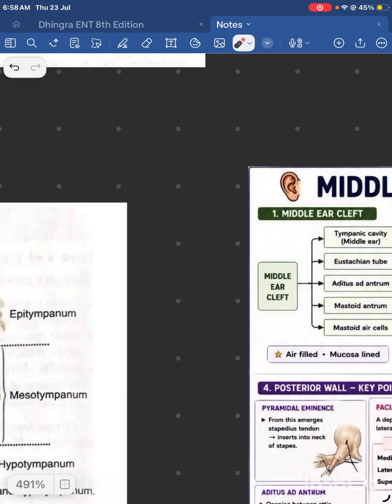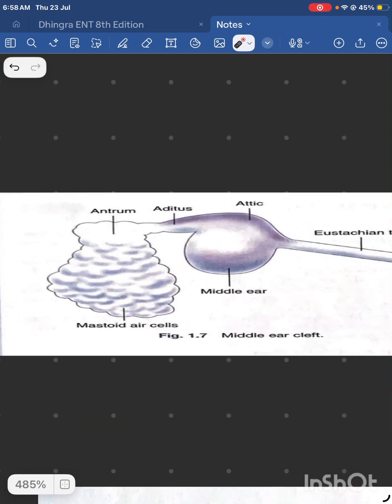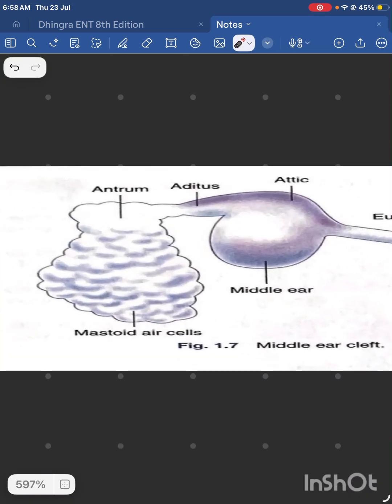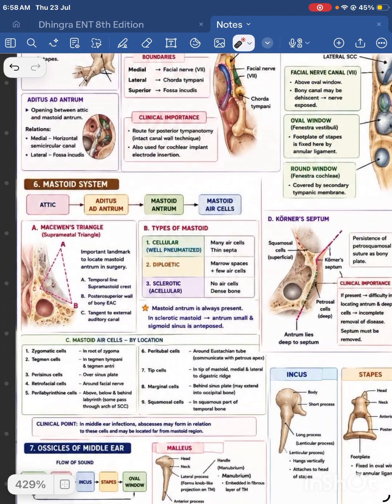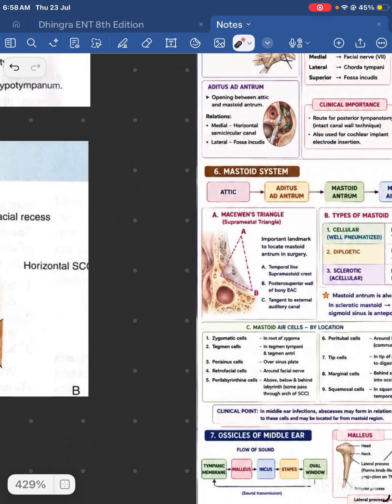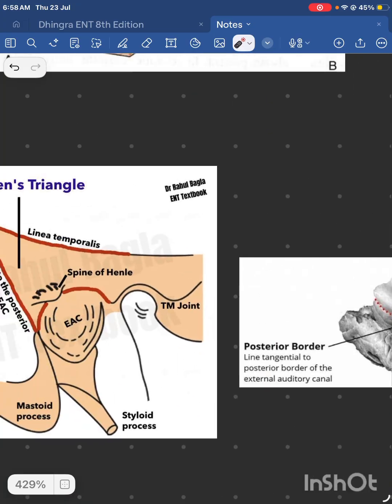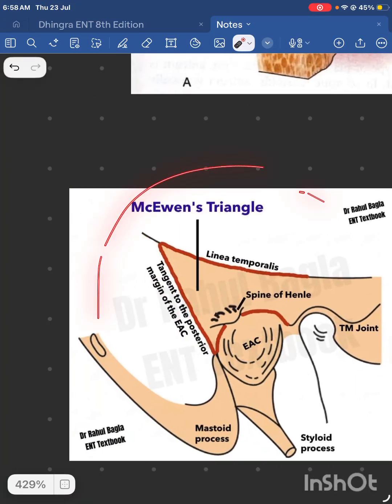Attic, aditus ad antrum and your mastoid itself. So this is how it is connecting. Nothing here, the diagram only. The important point is McEwan's triangle, also known as the suprameatal triangle. This is important. See, if you see this diagram, McEwan's triangle.